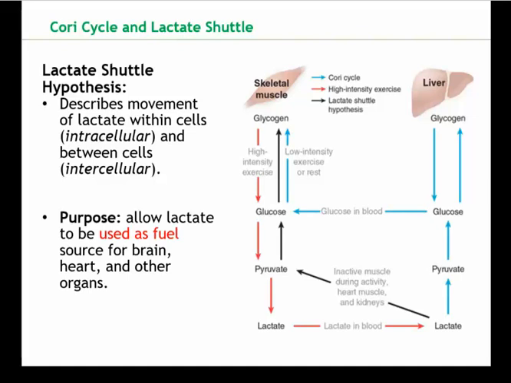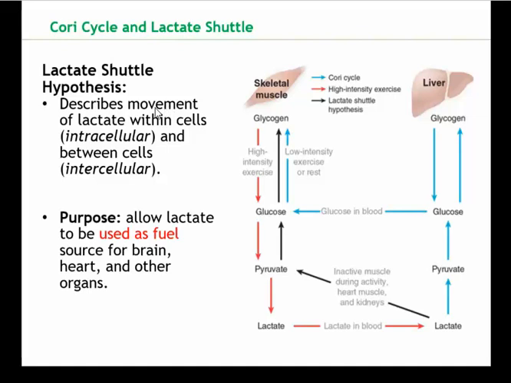So let's look at this process here. We already talked about the blue arrows, which is the Cori cycle. Now let's look at high intensity exercise and the lactate shuttle. We know that high intensity exercise causes glucose to turn into pyruvate, which can create lactate, where lactate can travel in the blood. And when lactate's high in the blood, we want to clear it, because that's going to create acidity, just like we talked about.